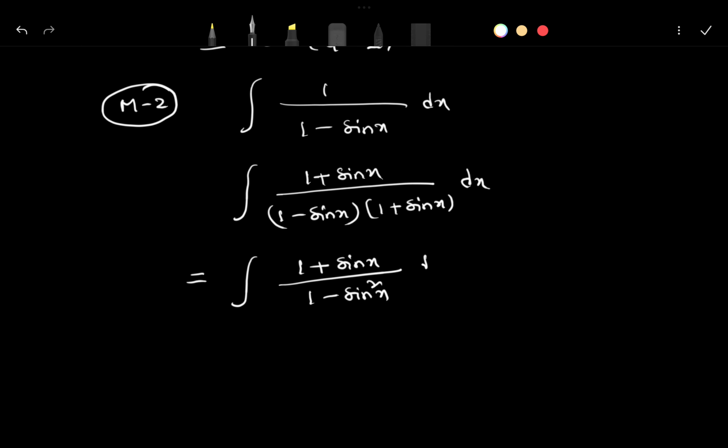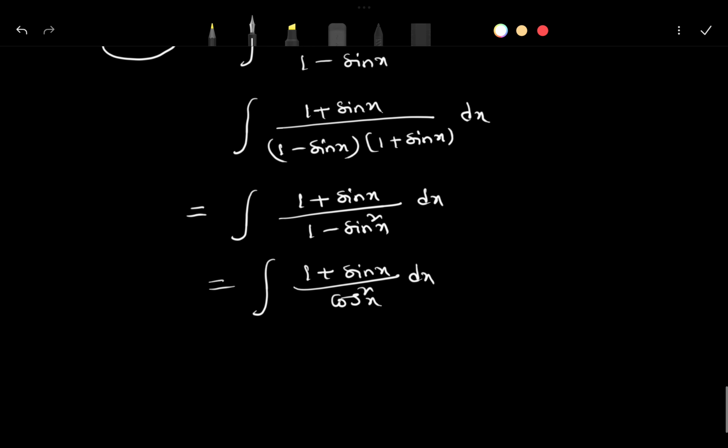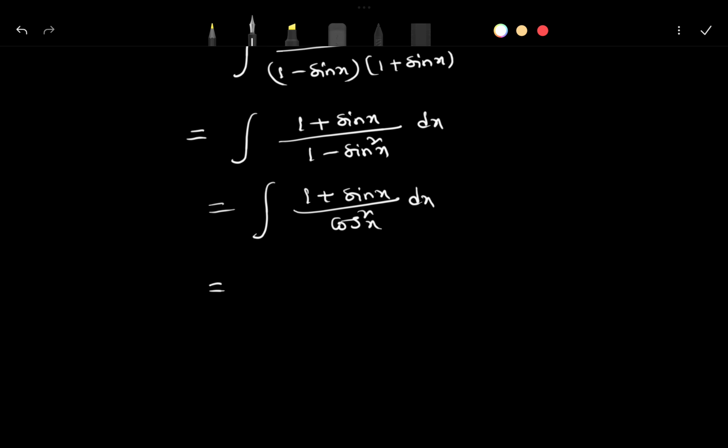1 minus sin² x is nothing but cos² x. So the integration of 1 plus sin x whole divided by cos² x into dx. Now you know the fundamentals. This one we can split into two terms: 1 by cos² x into dx, plus the integration of sin x whole divided by cos² x into dx.